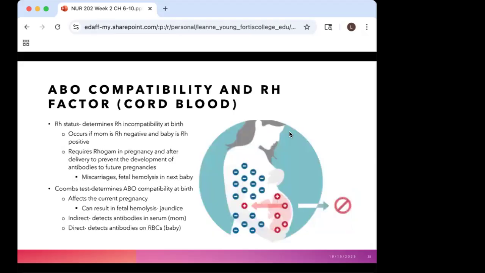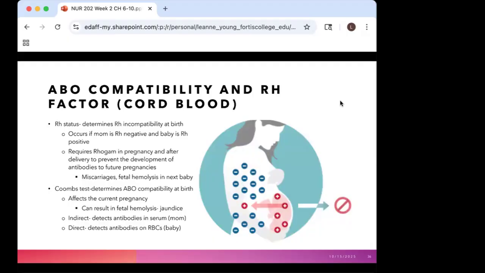Alrighty. So this slide is going over a little bit more in detail about that ABO compatibility and the RH factor, which is derived from mom's cord blood. So a mom's RH status is going to determine the RH incompatibility at birth. This occurs if mom is RH negative and baby is RH positive.